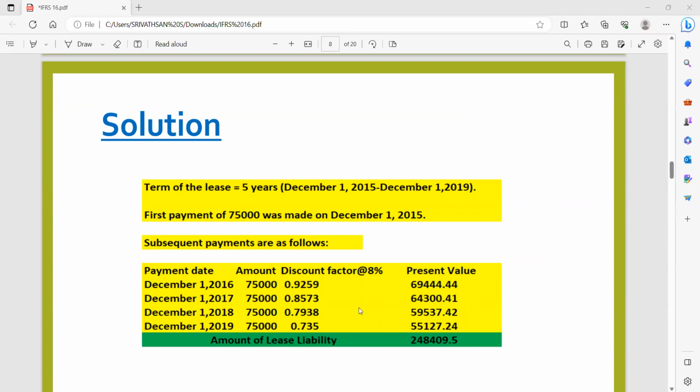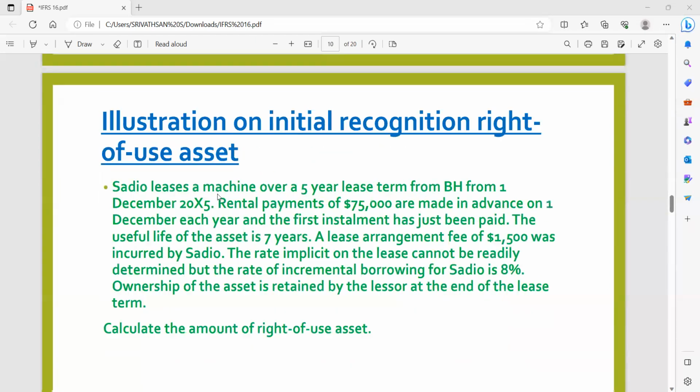In this video, we are going to discuss how we treat this lease liability in the subsequent years. That is, this amount will be shown in the balance sheet for the year ended 30th November 2016. From then on, how are we going to treat this lease liability in the second year, third year, fourth year, that is year 16 to 17, year 17 to 18, year 18 to 19? That is what we are going to see in this video.